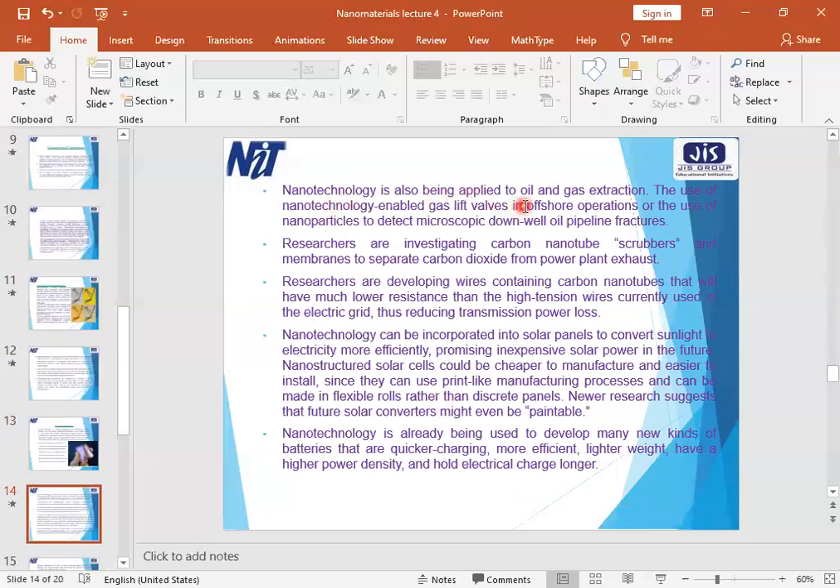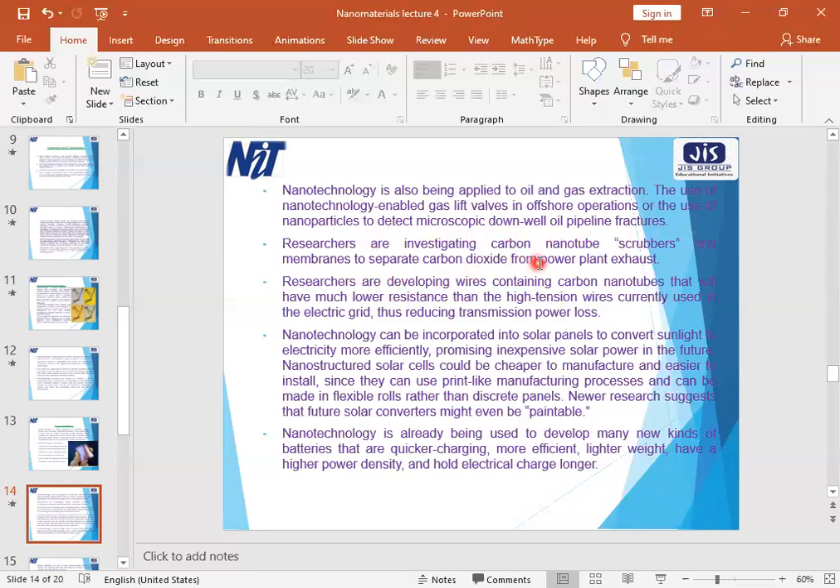Nanotechnology is also being applied to oil and gas extraction. Okay, the use of nanotechnology-enabled gas lift valves in offshore areas, or the use of nanoparticles to detect microscopic downwell oil pipeline fractures. If there is any fracture in the pipeline, that can be detected with the help of nanomaterials.